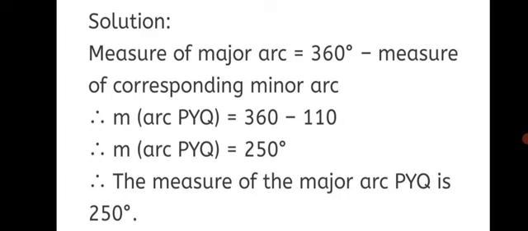So this way we have solved the sums based on arc of a circle, using this particular formula: measure of major arc is equal to 360 minus measure of corresponding minor arc. So do solve the sums in your notebook and practice them well for a better understanding.